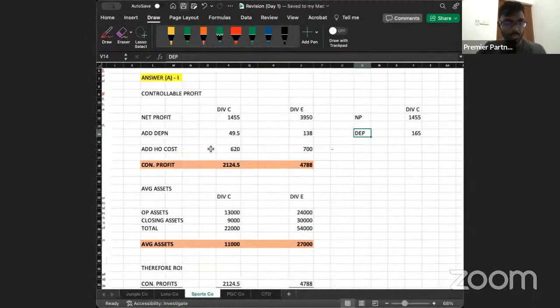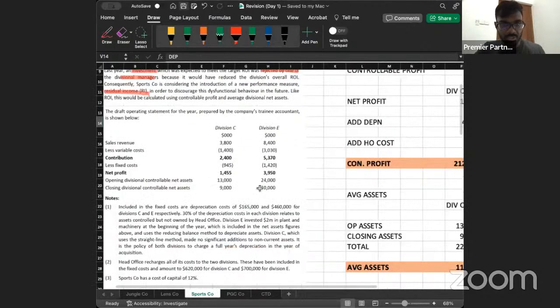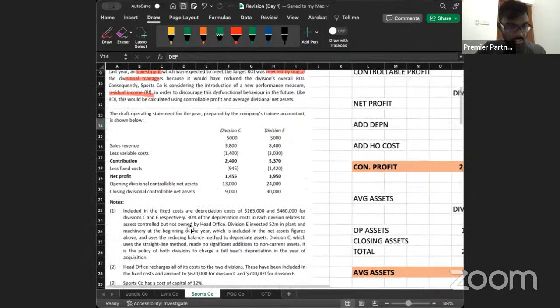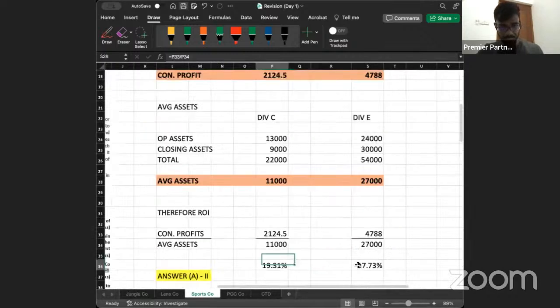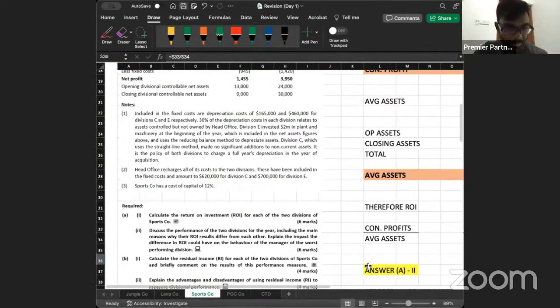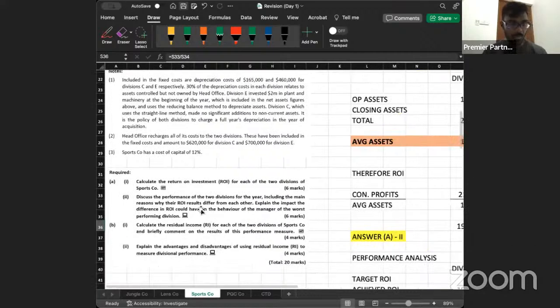Right. Okay. So add back your head office cost, 620 and 700. Now, this is my controllable profit. So what do I do to get the average assets? Add these two, divide by 2. So when I add opening and closing, 22,000, you divide it by 2, you get 11,000. Same thing here. So ROI 19 and 17. Are we clear? ROI calculation is pretty basic, right? Then, okay, we'll do the RI calculation as well.